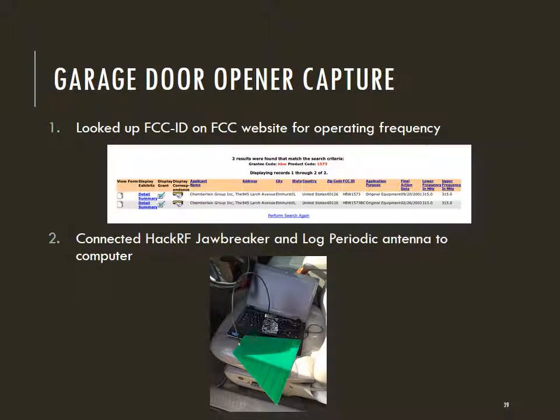So to capture a garage door opener signal, as I stated, we looked up the FCC ID on the FCC website for its operating frequency. We were also able to obtain various engineering specifications, circuit layouts, and user guides on the FCC website. For this experiment, we used our HackRF Jawbreaker device and a log periodic antenna connected to a laptop with Ubuntu 13.10. We chose to use the HackRF because of its transmit capabilities.